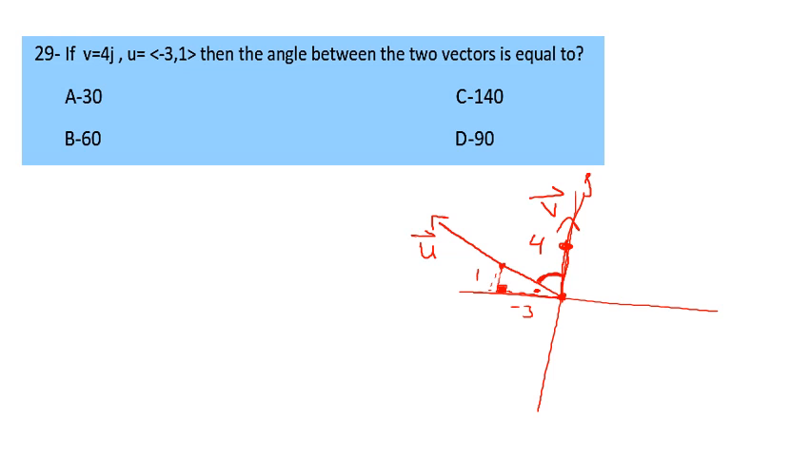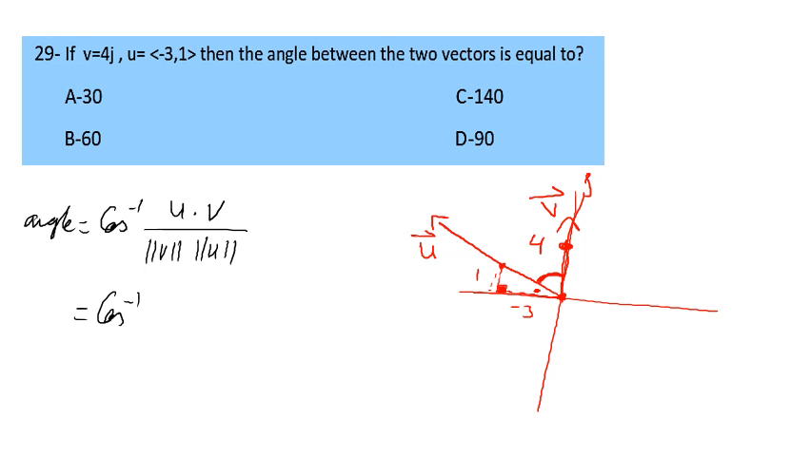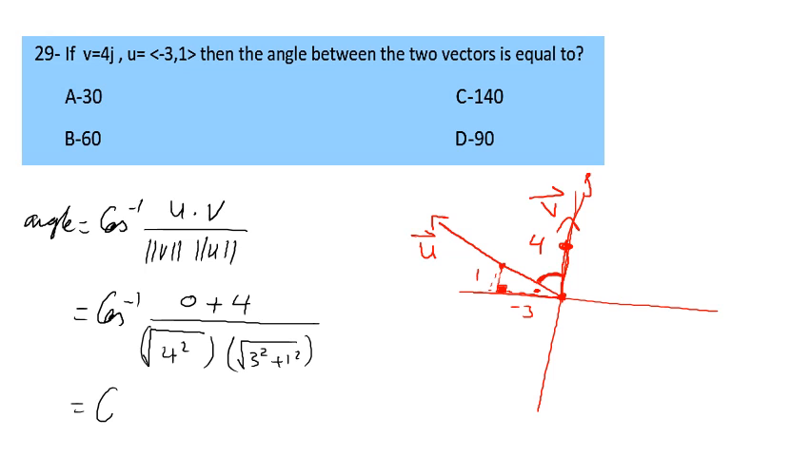Or we can apply the rule for the angle between the two vectors. It's inverse cosine of the dot product between U and V over the absolute value of V times the absolute value of U. So it's inverse cosine of U dot V, which is -3 times 0 is 0, plus 1 times 4 is 4, over the magnitude of V, which is 4, multiplied by the magnitude of U, which is root of 3 squared plus 1 squared. So it's inverse cosine of 4 divided by 4 multiplied by root of 10. By canceling 4, it's 1 over root of 10. So it's inverse cosine of 1 over root of 10, which is not a nice value here.